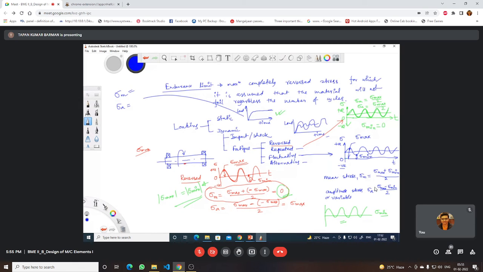Because in static loading, your amplitude stress should be 0, not your mean stress. There is no fluctuation of the stress here. That is why your sigma amplitude should be 0. For static loading, there is no fluctuating amplitude stress like this, so you will not get any variation or variable load or variable stress.